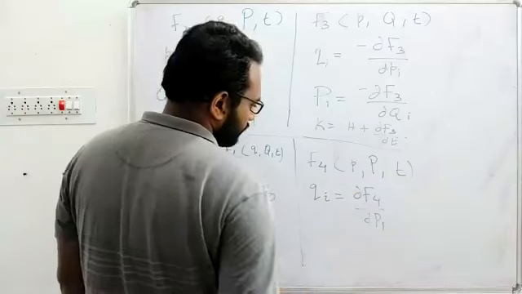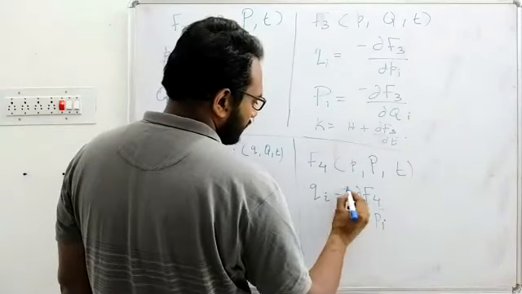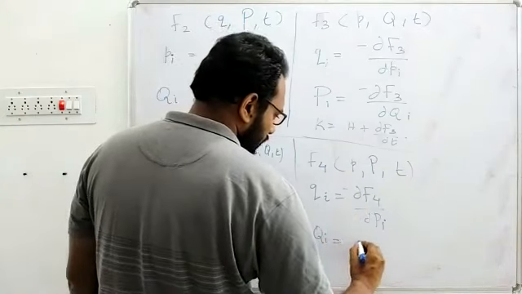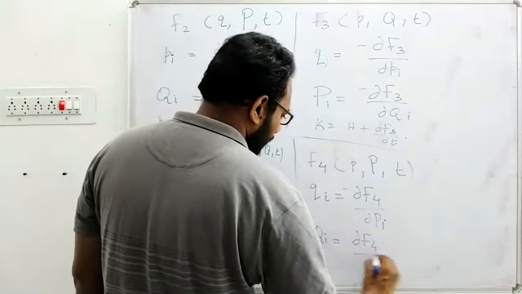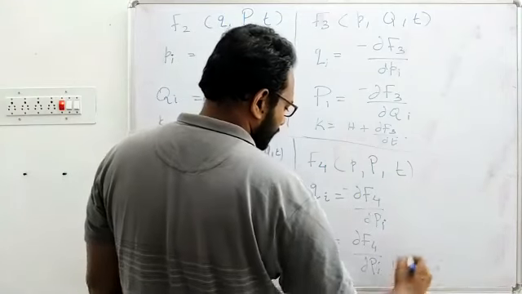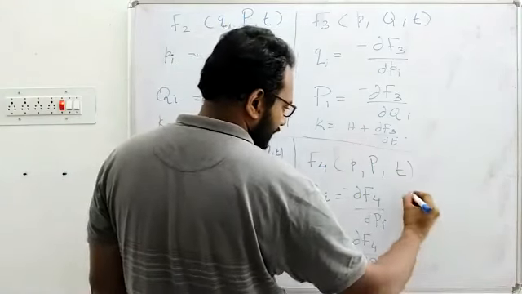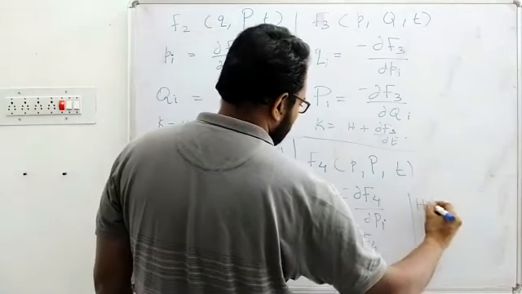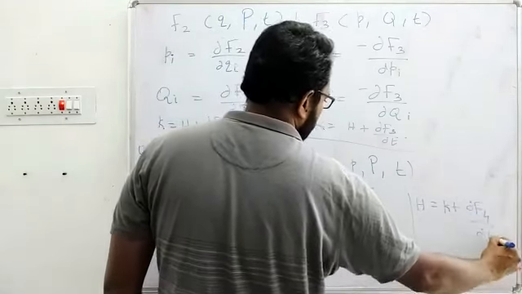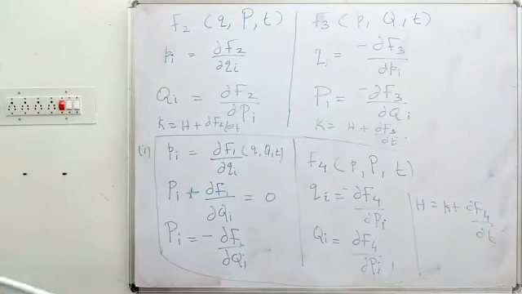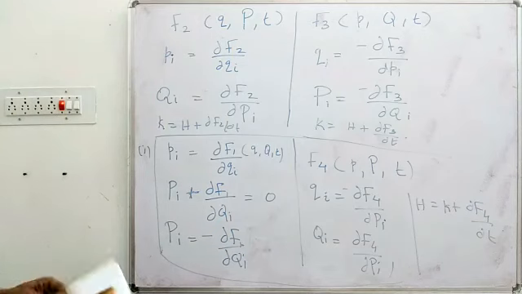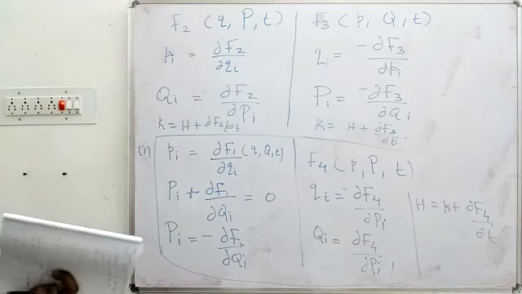And there's a minus. And you'll see capital Qi is equal to dou F4 by dou Pi. And that's it. The rest is the same thing. H is equal to K plus dou F4 by dou t. So these are the four different types of generating functions that we can talk about.